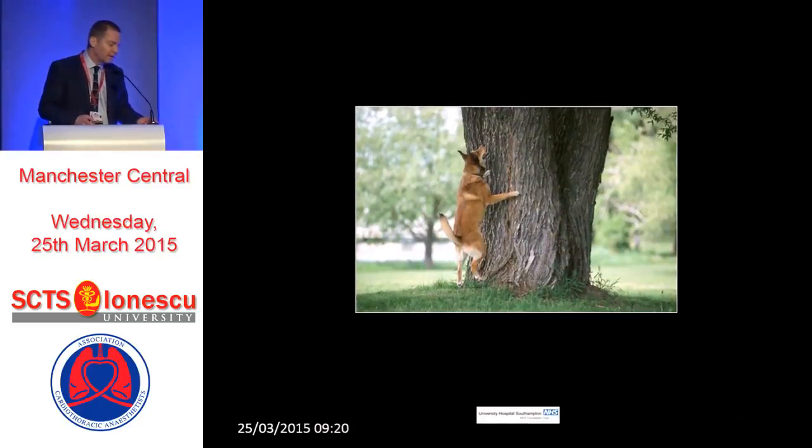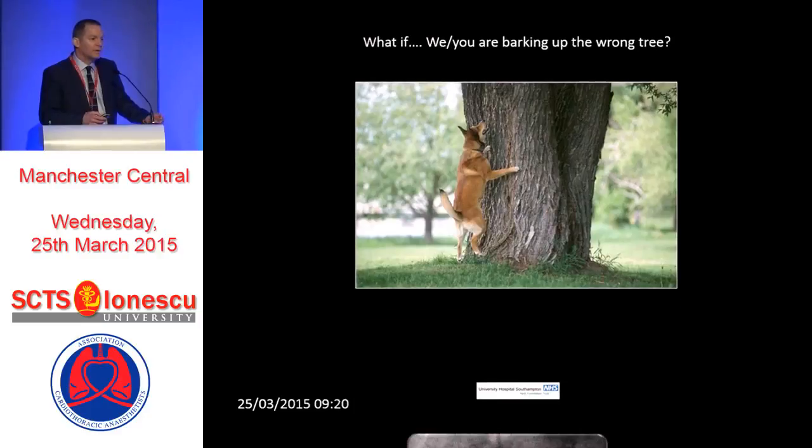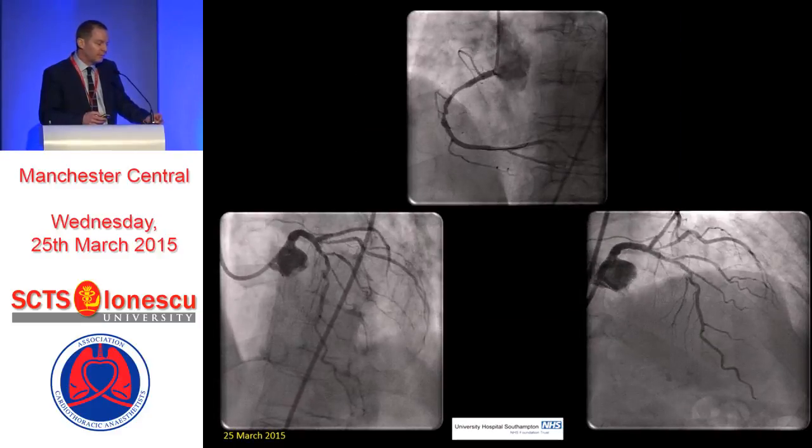If you are using the anatomy, i.e. the angiogram, to decide which patients need bypass surgery and which patients need PCI, and which vessel needs PCI and which vessel needs grafting, you're very likely barking up the wrong tree. And one of the things I want to talk about today is how we can improve on that.